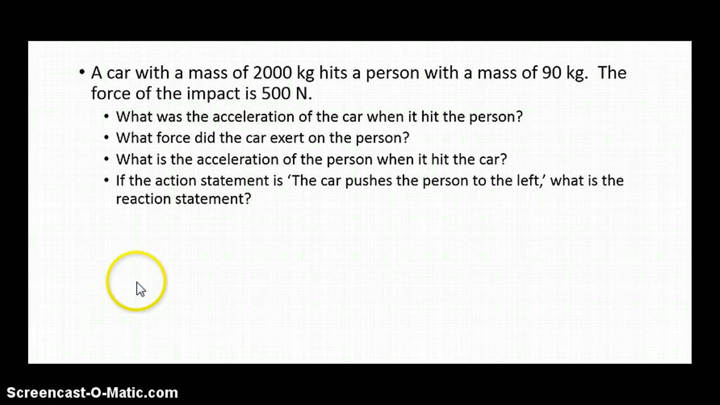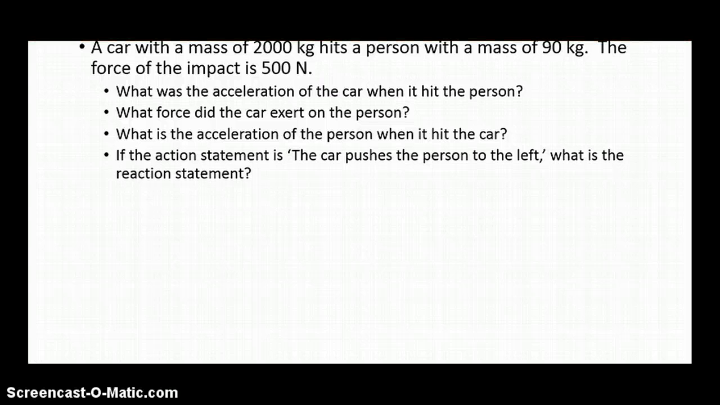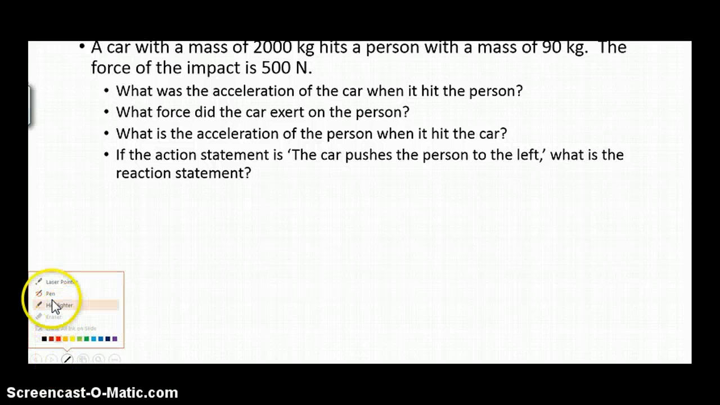Can you determine what the acceleration was of the car when it hit the person, and the person when it hit the car, and how much force there is? So let me go ahead and pull down my screen a little bit so I can use my tools, and we're going to work this through. These are relatively straightforward problems.